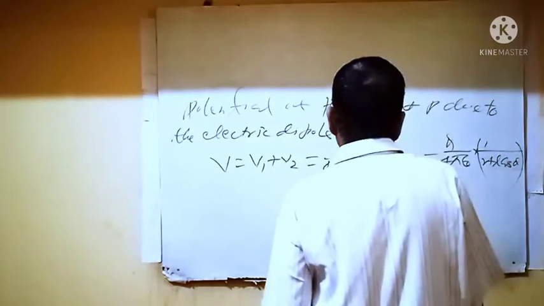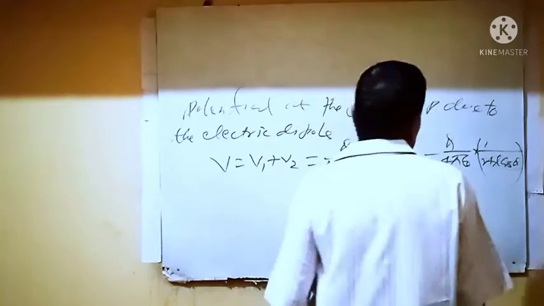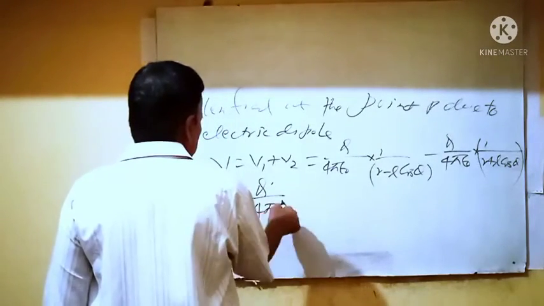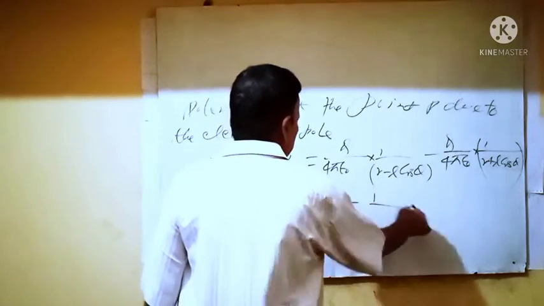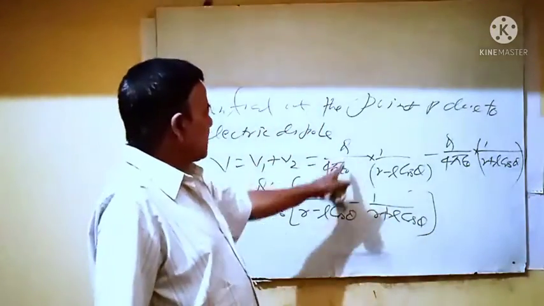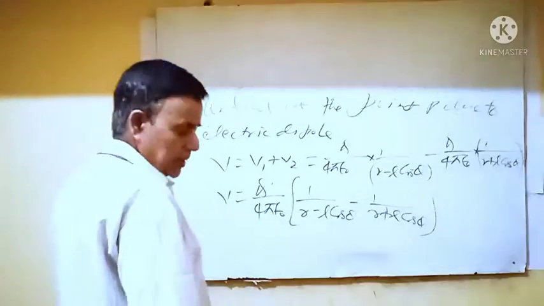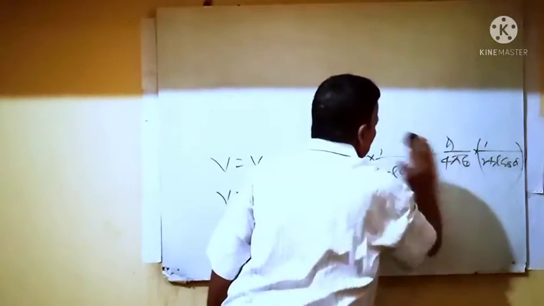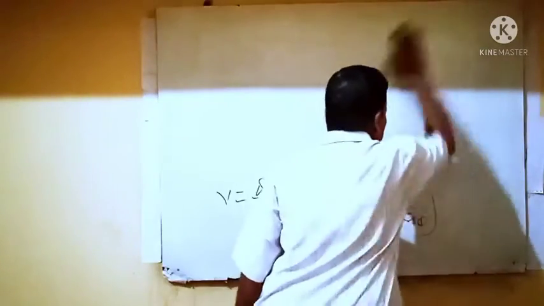V is equal to V1 plus V2. V is equal to Q by 4 pi epsilon naught, 1 by r minus L cos theta, minus 1 by r plus L cos theta. Follow that? Q by 4 pi epsilon naught is taken out. So what is the potential at P?